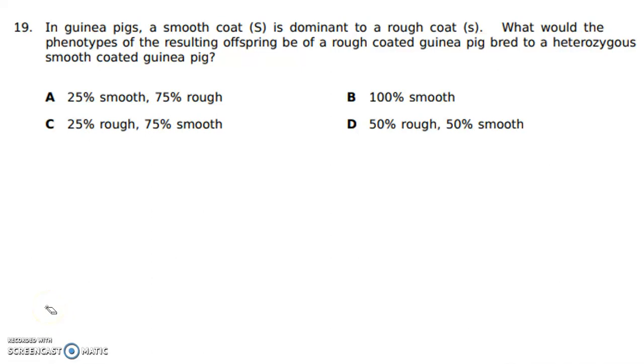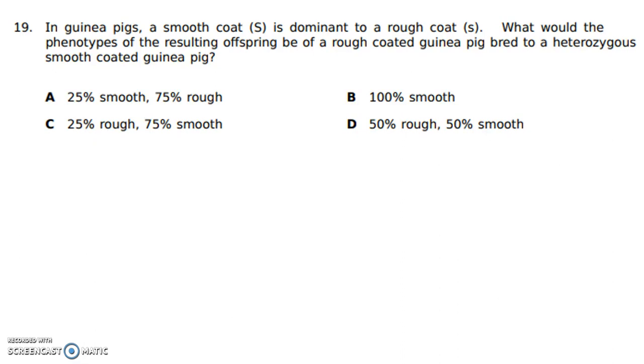Question 19. In guinea pigs, a smooth coat, dominant capital S here, is dominant to a rough coat, lowercase s. What would the phenotypes of the resulting offspring be of a rough-coated guinea pig bred to a heterozygous, smooth-coated guinea pig? Well, let's look at some of these words in here. Let's read this again a little slower.